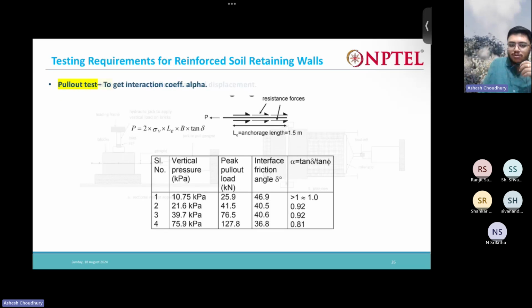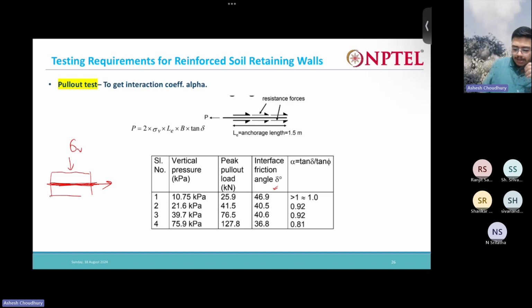Now next we have the pull out test. Why is the pull out test used? It is used to determine the interface friction angle. We have a box, and the reinforcement inside, and then we keep on pulling it. Some load is applied here, and we pull it. This is the length Le.